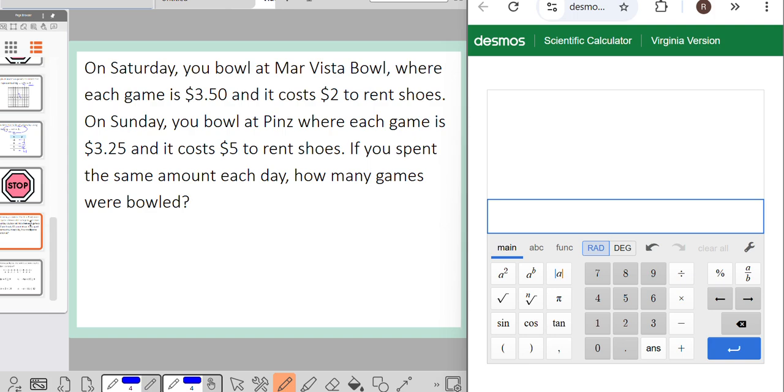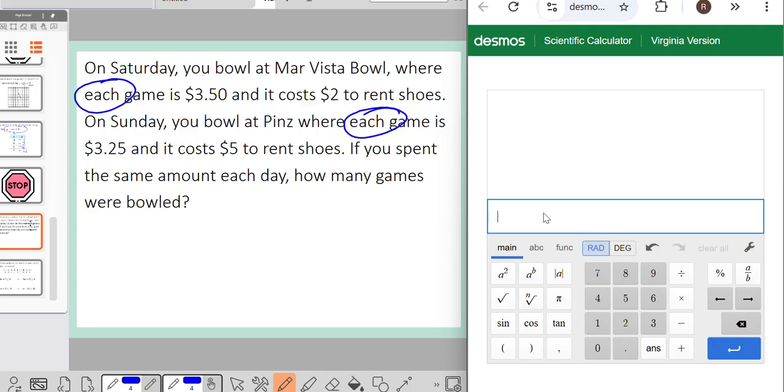Okay, so we're going to start on this one. It says on Saturday you bowl at Mar Vista Bowl, where each game is $3.50 and it costs $2 to rent shoes. But then on Sunday you go to bowl at Pins, where each game is $3.25 and it costs $5 to rent shoes. Well, I'm going to go ahead and just put this in my calculator and I'm going to show you how I'm going to do that.